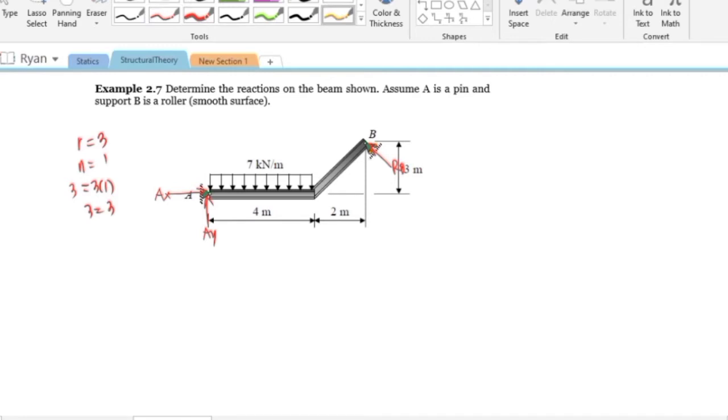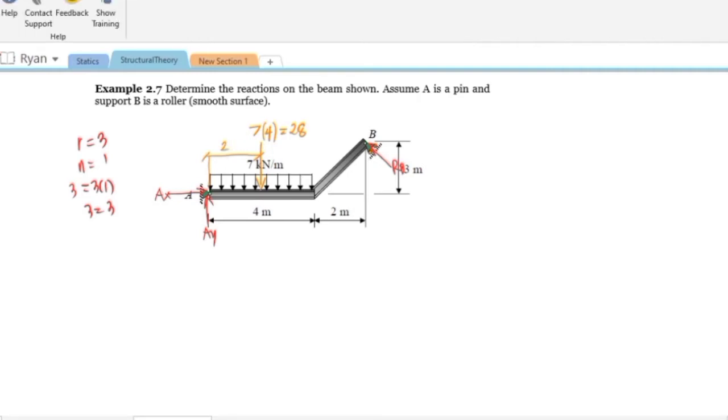Kung makikita natin dito, we have a 7 kN per meter uniformly distributed load over the span of 4 meters. So in order for us to compute for the resultant of our load, what we are going to do is to compute for the area of the rectangle, since the uniformly distributed load is just a rectangle. So that is 7 kN per meter multiplied by the distance of 4 meters, and that would give us 28 kN. Now, for the location of the resultant, that is just half of the distance, since that is the location of the centroid ng rectangle, and this is 2 meters.